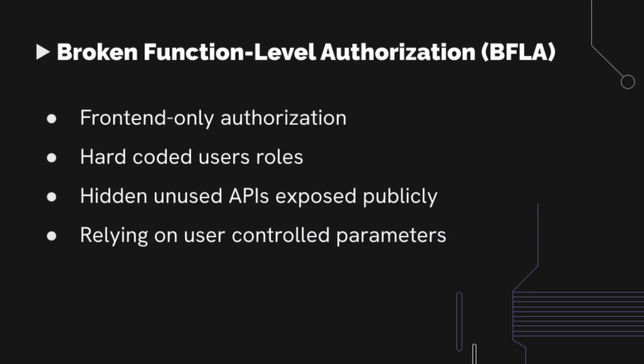Front-end only authorization checks and hard-coded role logic on the backend are some of the common reasons broken functional level authorization vulnerabilities happen in real-world applications. Later in this series, we will see how to implement a secure authorization mechanism in our system.